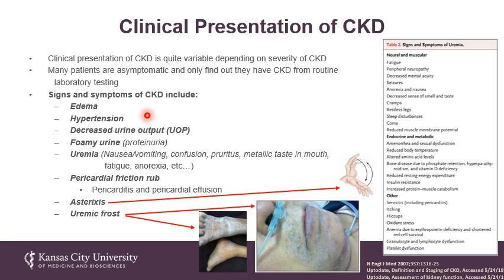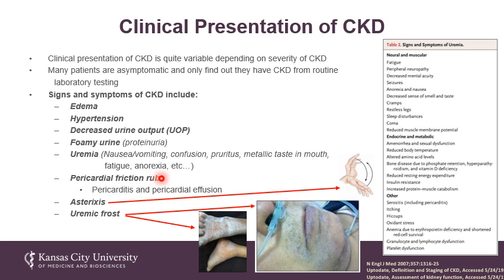What are signs and symptoms of CKD? If the GFR is low enough, they can have edema. Certainly they can have hypertension, decreased urine output. Foamy urine is a nice clinical thing that you can ask patients. They have a lot of bubbles in their urine. It can be a sign of excessive proteinuria. Uremia we've gone through, which is the symptoms of elevated BUN.